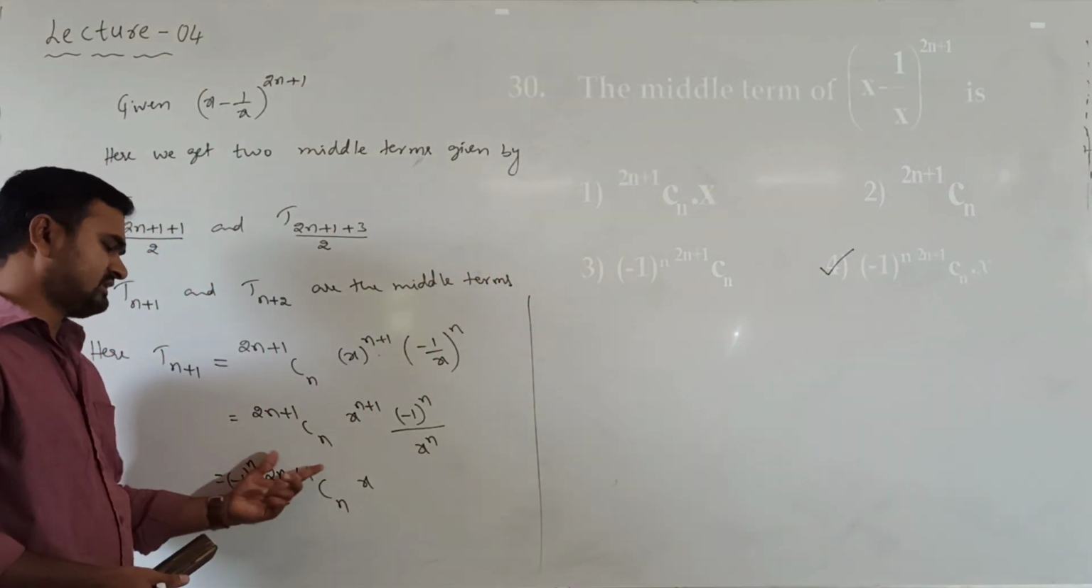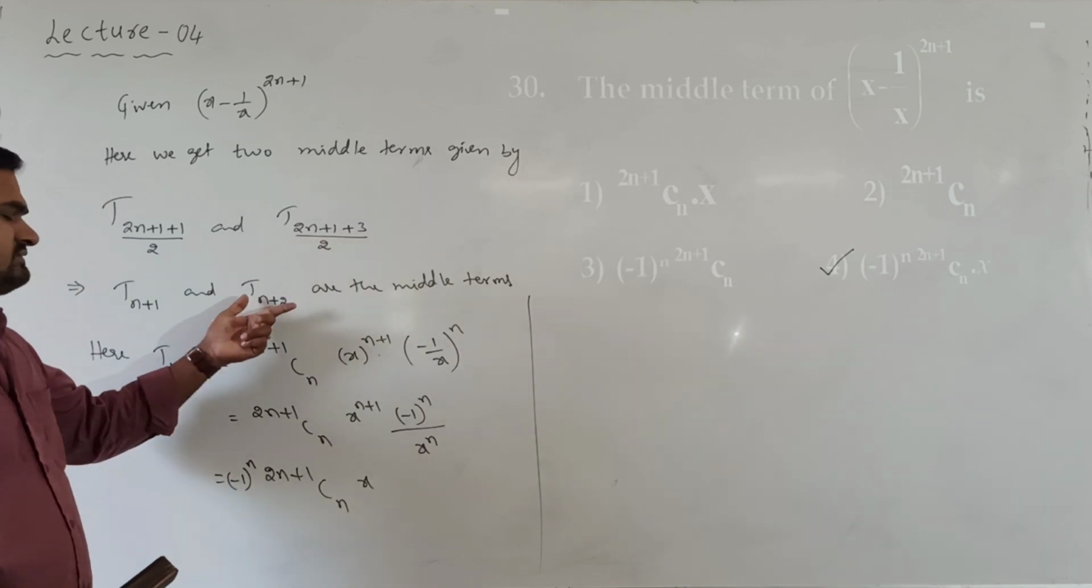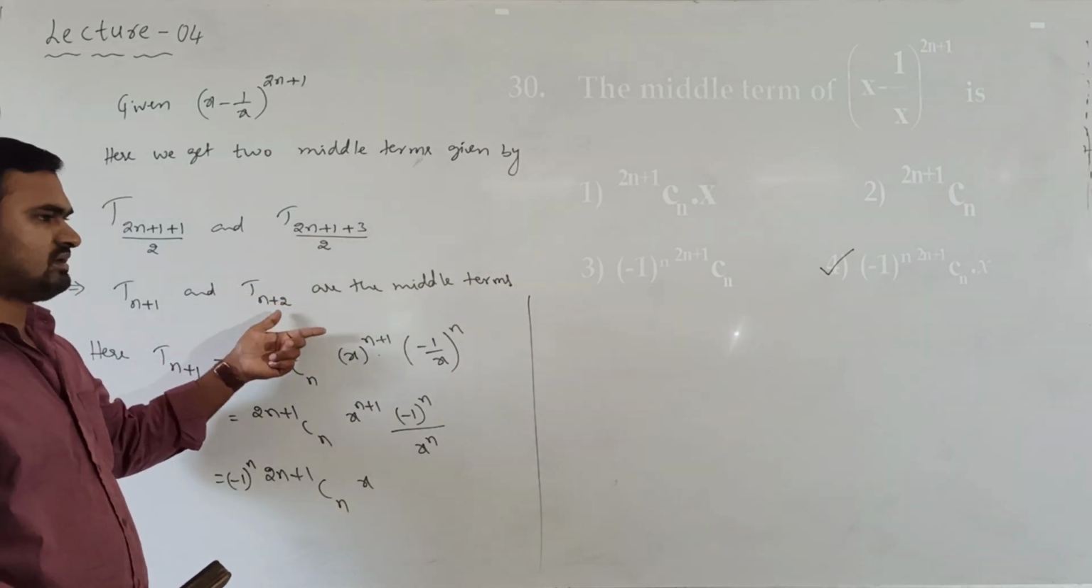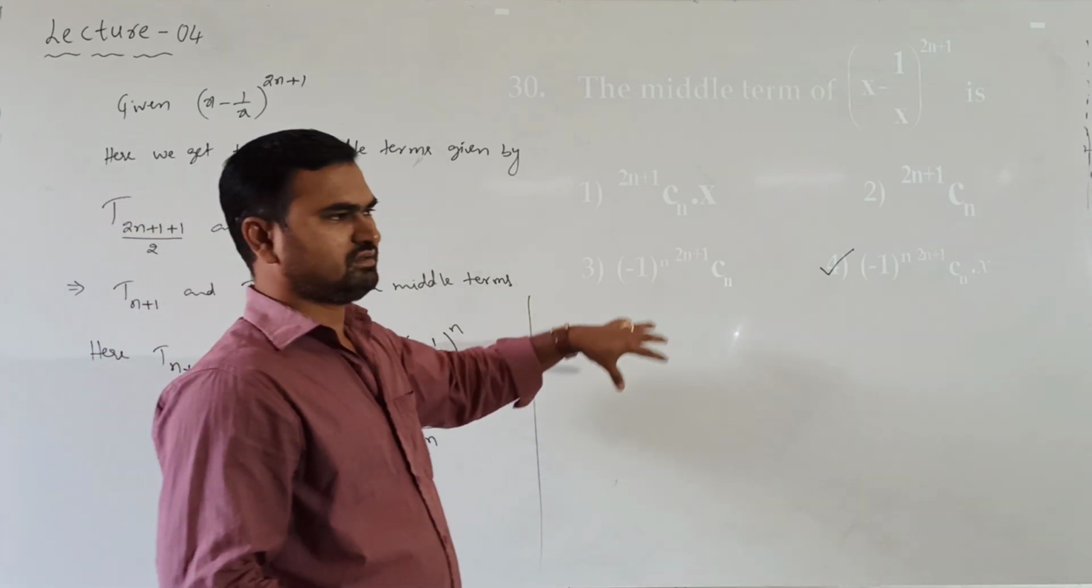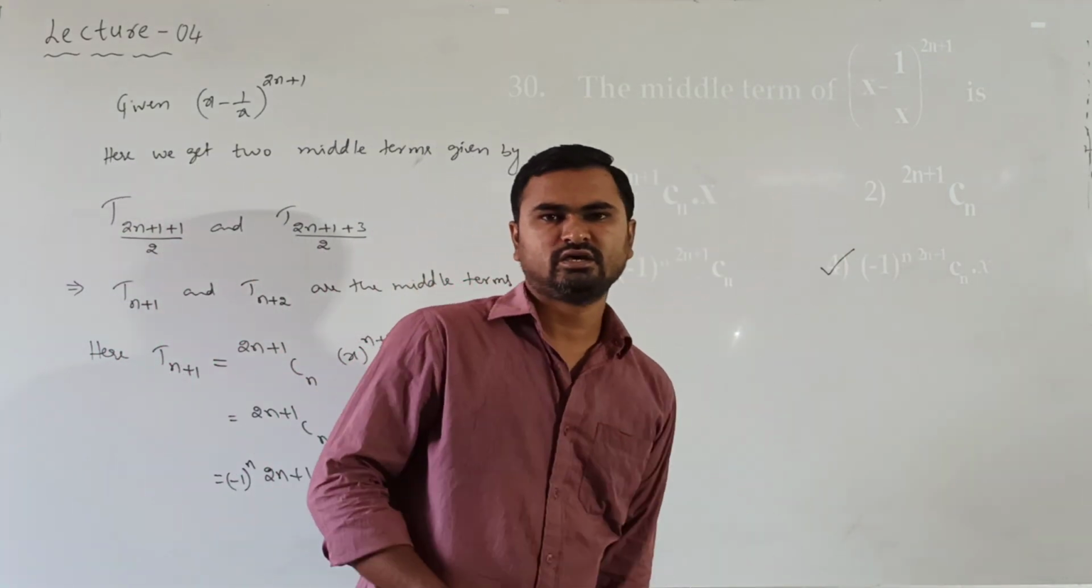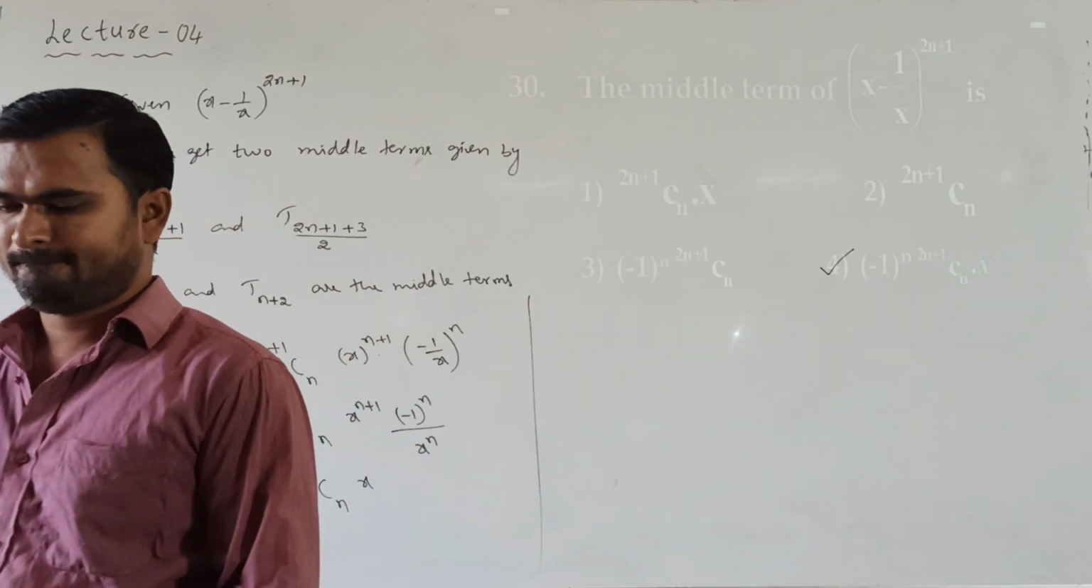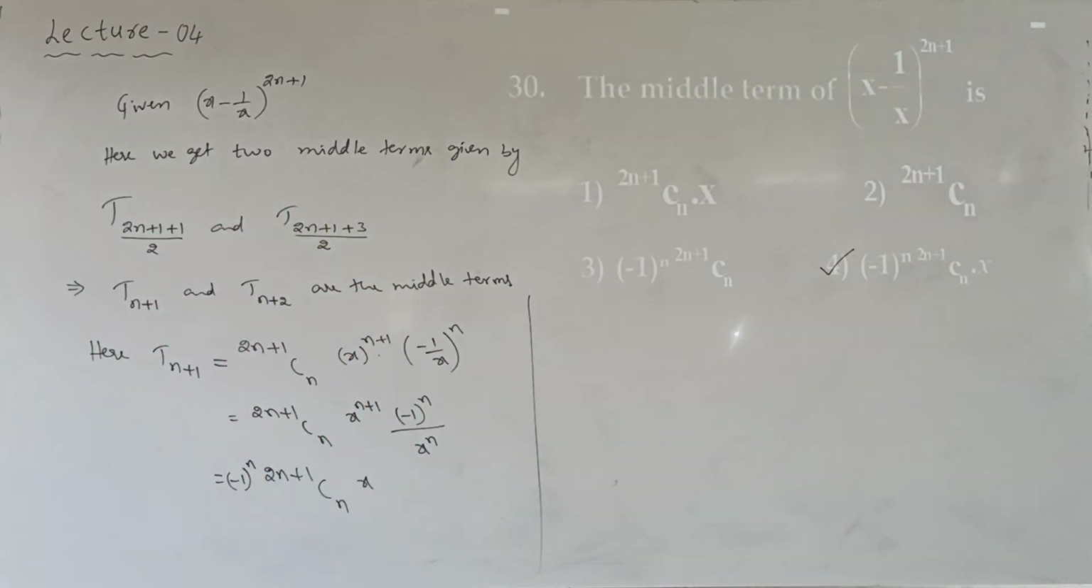Suppose that option is not there, then we have to find this one more middle term is Tn plus 2. So find that middle term. If that option is not there, then second middle term will be given in the options. Okay. Now let us see next question.